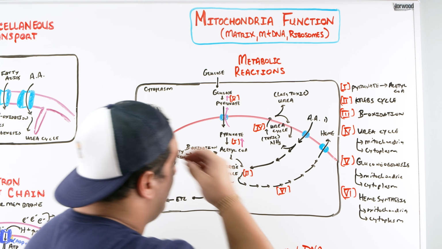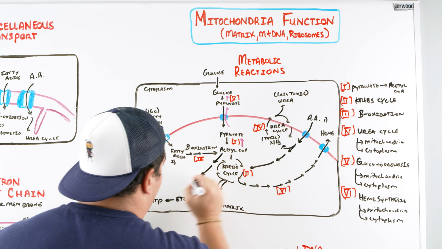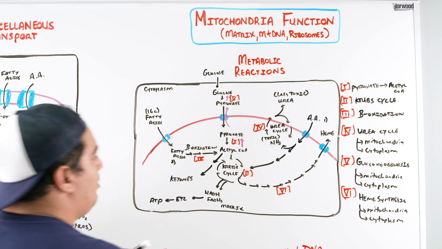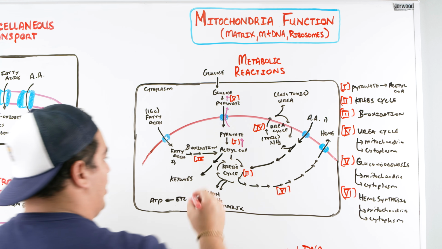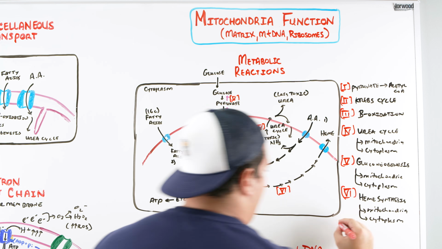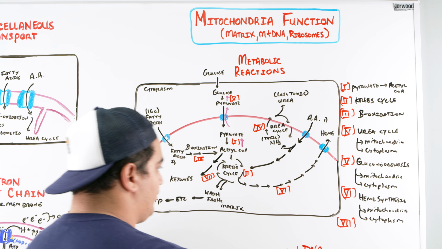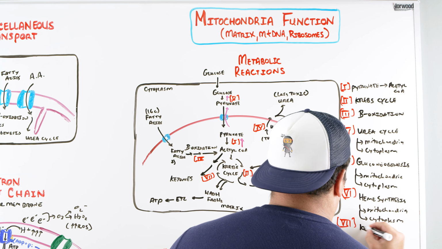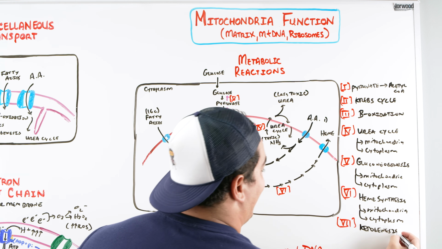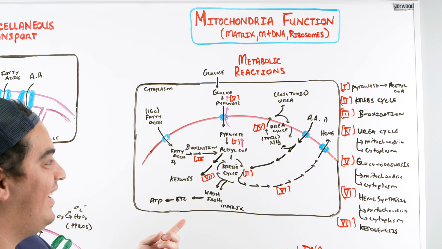There is technically one last one. If you really wanted to remember, I could take acetyl-CoAs and shunt them into making something called ketones. And that would be the last reaction that could occur inside of the mitochondrial matrix, called ketogenesis. So you can see there are a lot of metabolic reactions that take place inside of the mitochondria. A massive amount. It's insane.